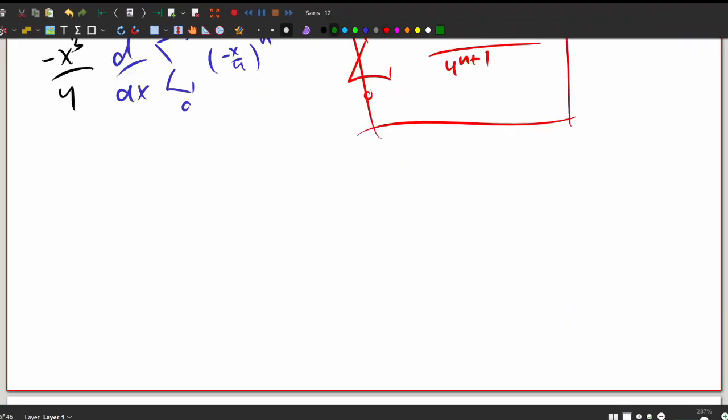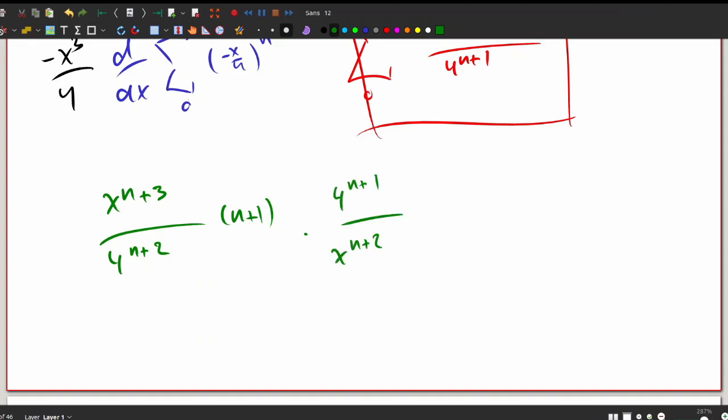Now we still have to find the interval and radius of convergence. So let's do that using the ratio test once again. Again, I'm going to ignore all the alternating terms because it's the absolute value. So it becomes x to the n plus 3 over 4 to the n plus 2 times n plus 1. Now this gets divided by 4 to the n plus 1 over x to the n plus 2 times n. Of course, this is the limit as n approaches infinity, but let's just write out the algebra first. This becomes x times x to the n plus 2 over 4 times 4 to the n plus 1. This is going to cancel out with these guys.